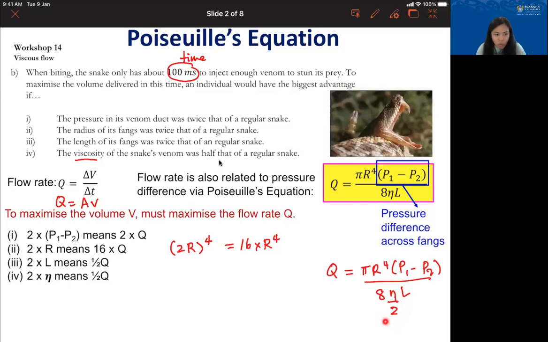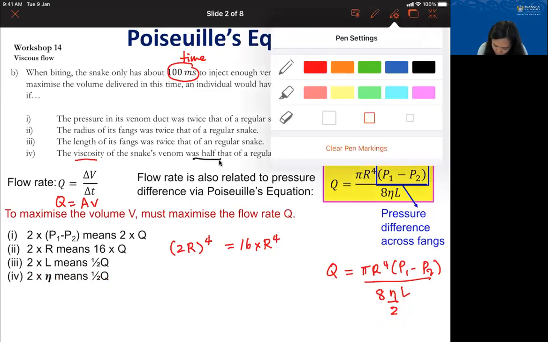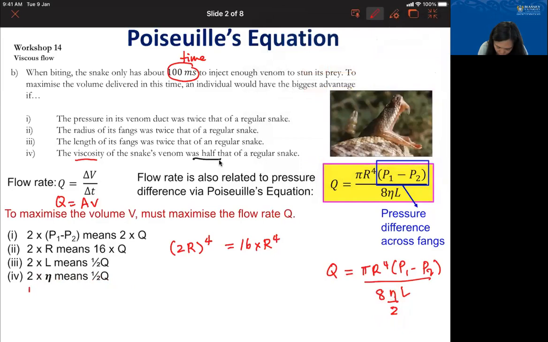Yep. Oh, 2 times eta. Oh, I'm sorry. Yep, you're right. Sorry. Yeah, good catch. So I should put 1/2 because that's what's being said there. Viscosity is half. So I should put half times viscosity means twice the flow rate.